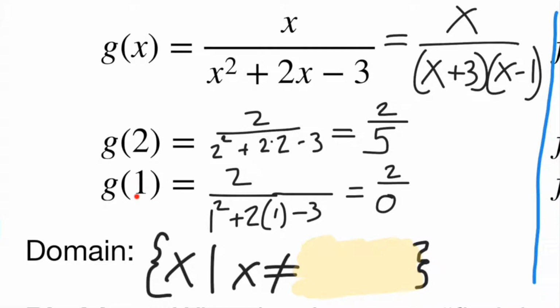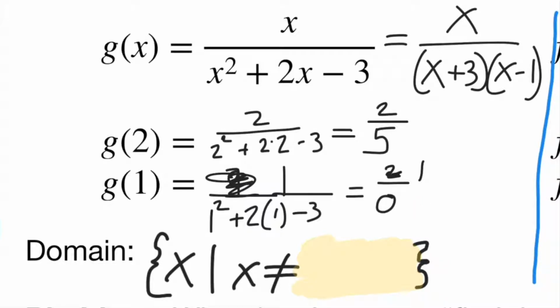Try see what happens when you plug in 1. This should be a 1 on the top. 1 over 1 squared plus 2 times 1 minus 3. You get 1 over 0. And that's a big, hairy deal. 1 divided by 0 produces no real solution.